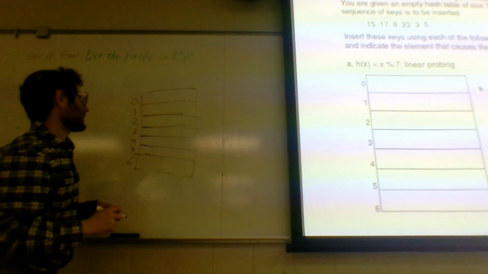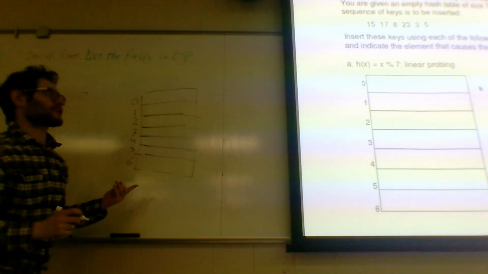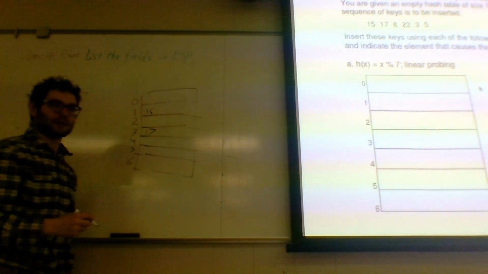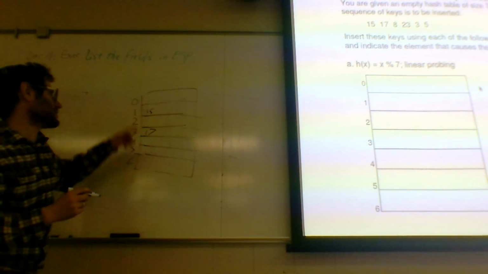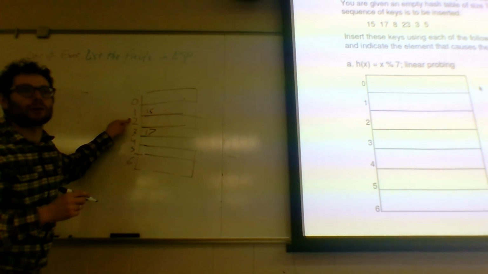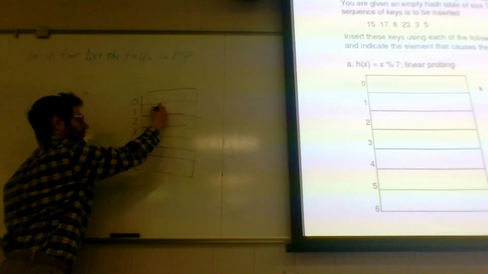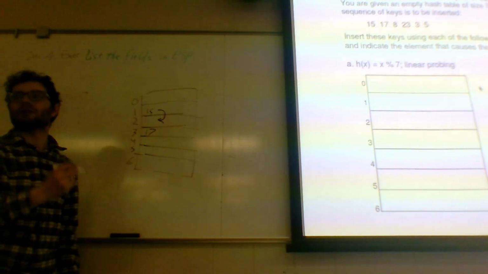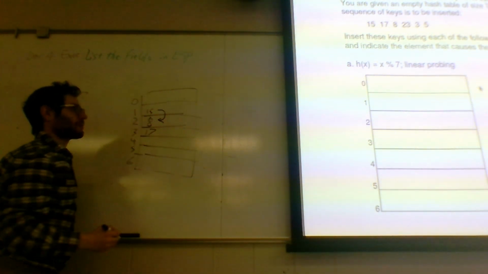Now we can reuse our first answers, right? 15 is supposed to go into here, 17 is supposed to go into here. 8 tries to go to index 1 as well, but it can't. So it looks I plus 1 squared spaces away, which is 1 space away. So we put 8 there.